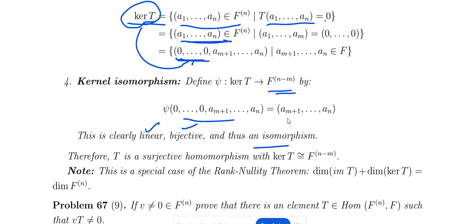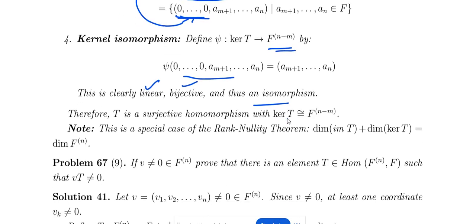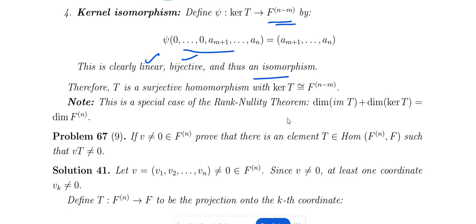So this is called that special case of the rank nullity theorem, very famous one. So dimension of image of t plus dimension of kernel t equal to dimension of f power n. Okay, this is a special case.